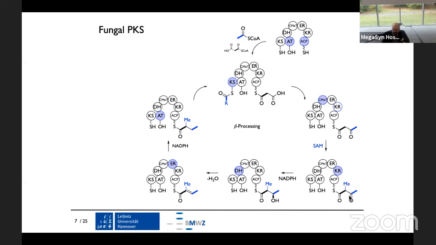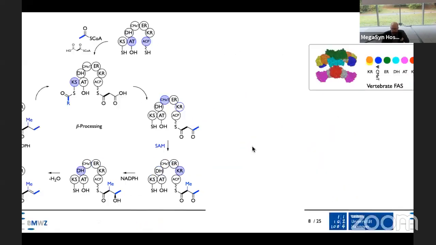In fungi, that domain is present, and we believe that the methylation happens at this beta dicarbonyl stage, and a methyl group can be added. And then, of course, this beta dicarbonyl can go into the normal cycle of beta processing to make saturated intermediates like this. And of course, this is still iterative. Okay, this is one set of catalytic domains which is acting again and again. So there's different chemistry happening in each cycle.